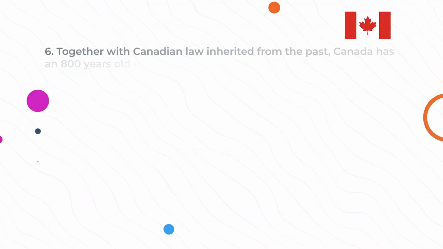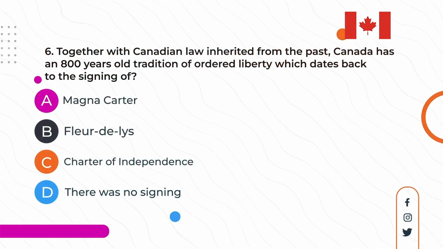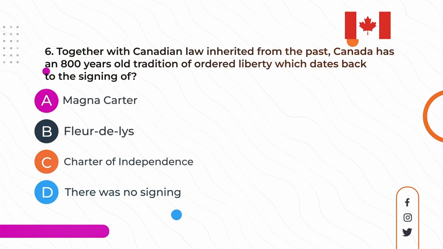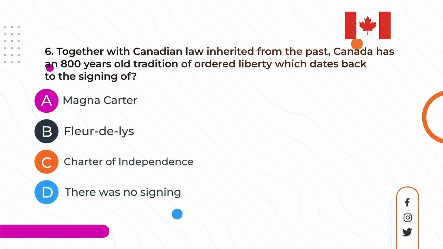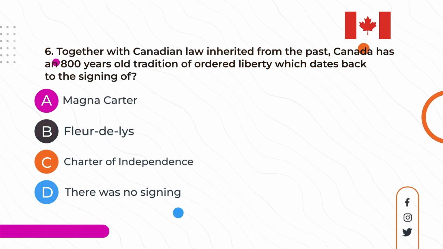Number 6. Together with Canadian law inherited from the past, Canada has an 800-year-old tradition of ordered liberty which dates back to the signing of A. Magna Carta. B. Fleur-de-lis. C. Charter of Independence. D. There was no signing.